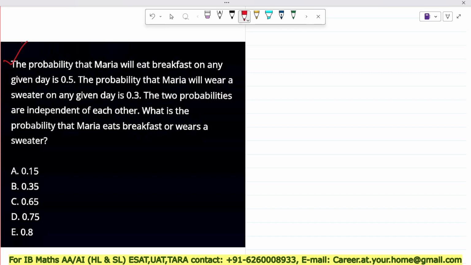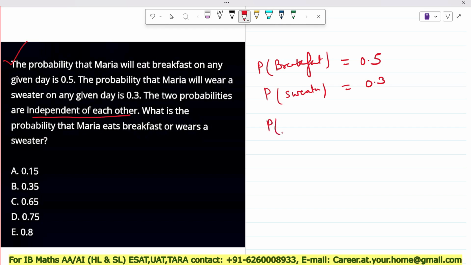The probability that Maria will eat breakfast on any given day is 0.5. The probability that Maria will wear a sweater on any day is 0.3. The two probabilities are independent of each other. What is the probability that Maria eats breakfast or wears a sweater? That's the question. Please try.